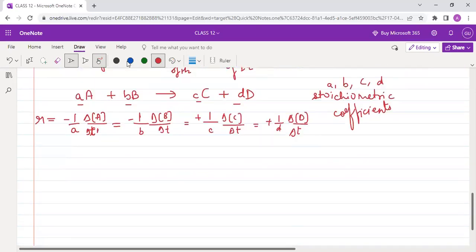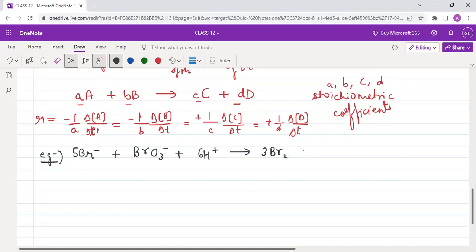Okay, now I'll give you one question to write down the rate expression. So it is 5 Br minus plus... Write down the rate expression.